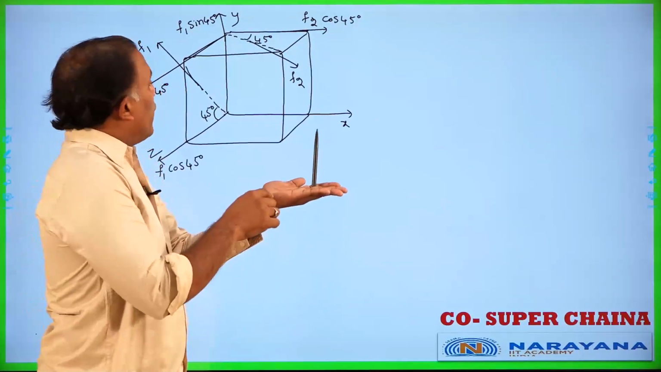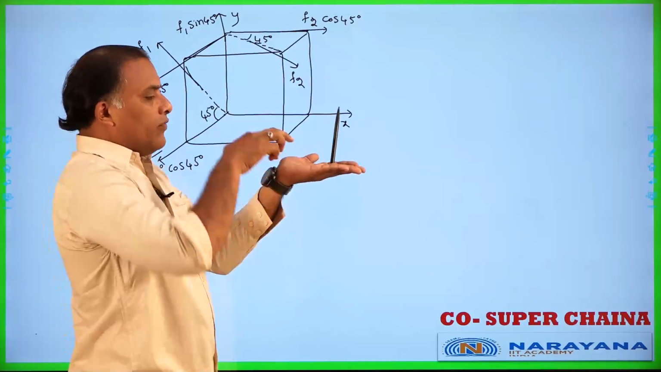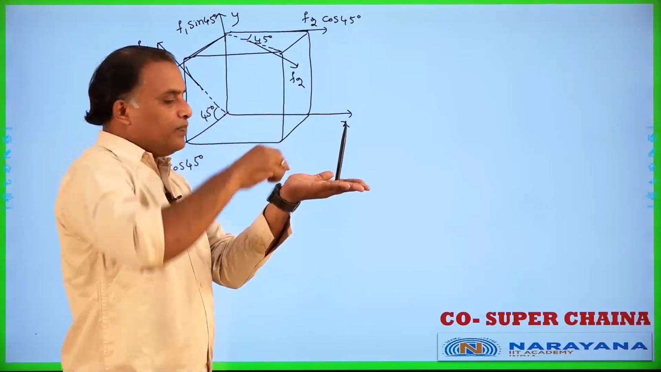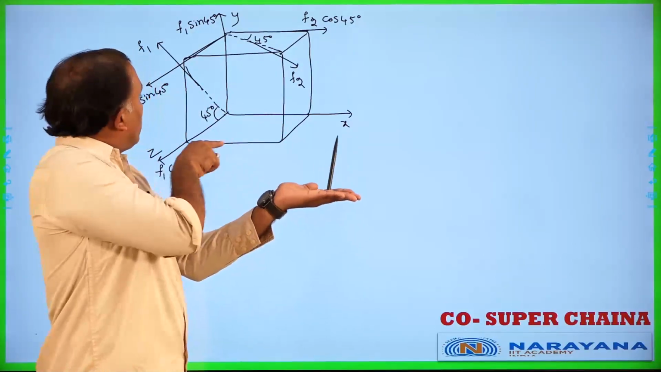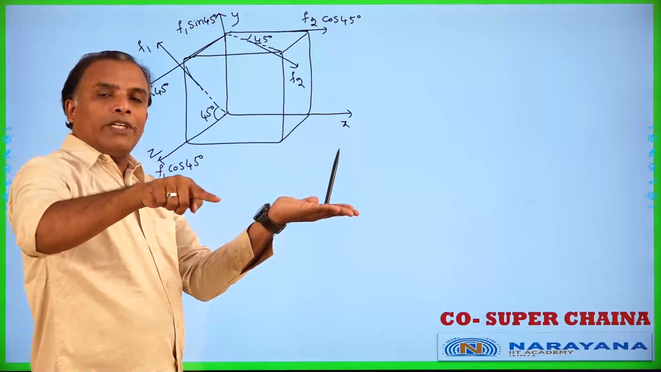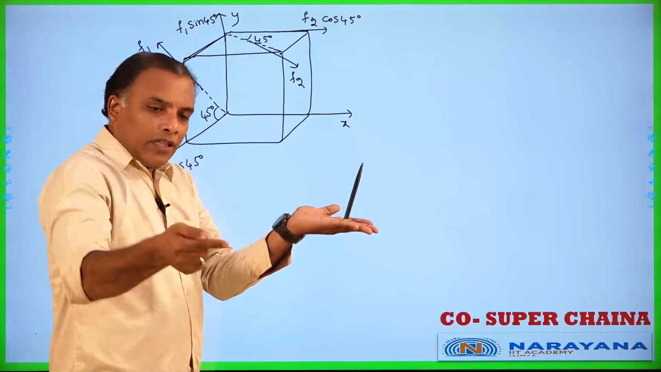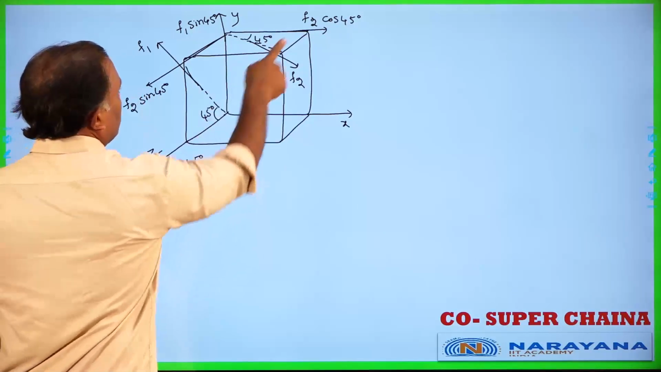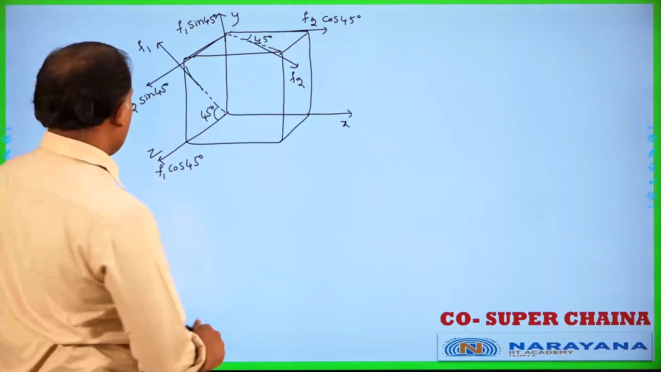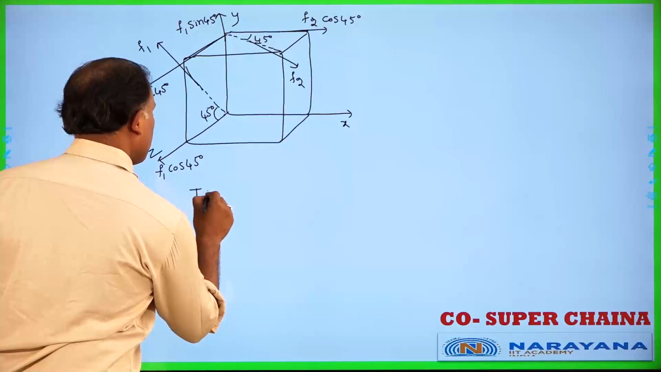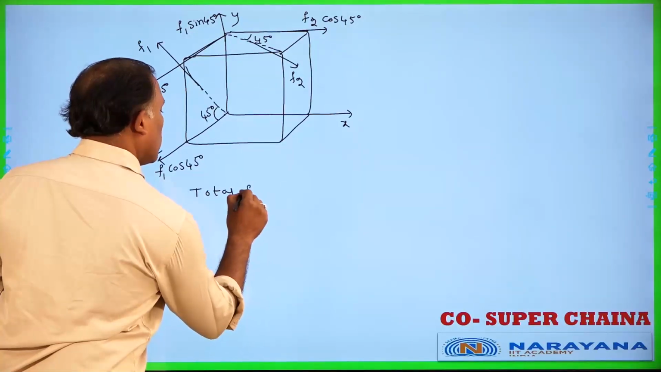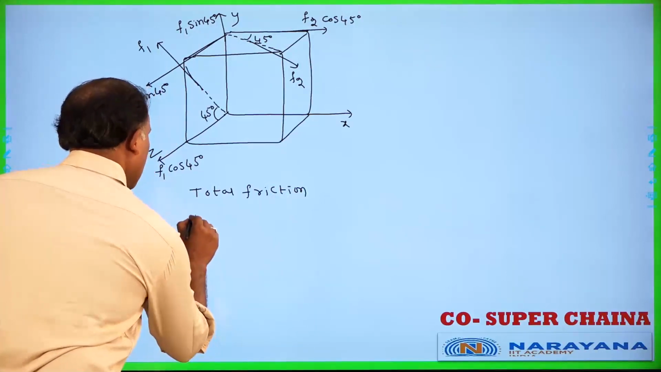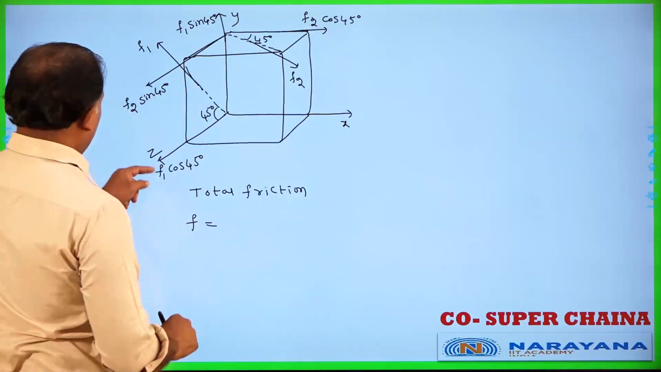But when you consider this F2 cos 45, when the insect is moving like this, it will exert the friction in backward direction. And when it is moving along Z axis, the friction will be in backward direction here. So these two combination plus this one we need to consider. So total friction F is equal to F1 plus F2.